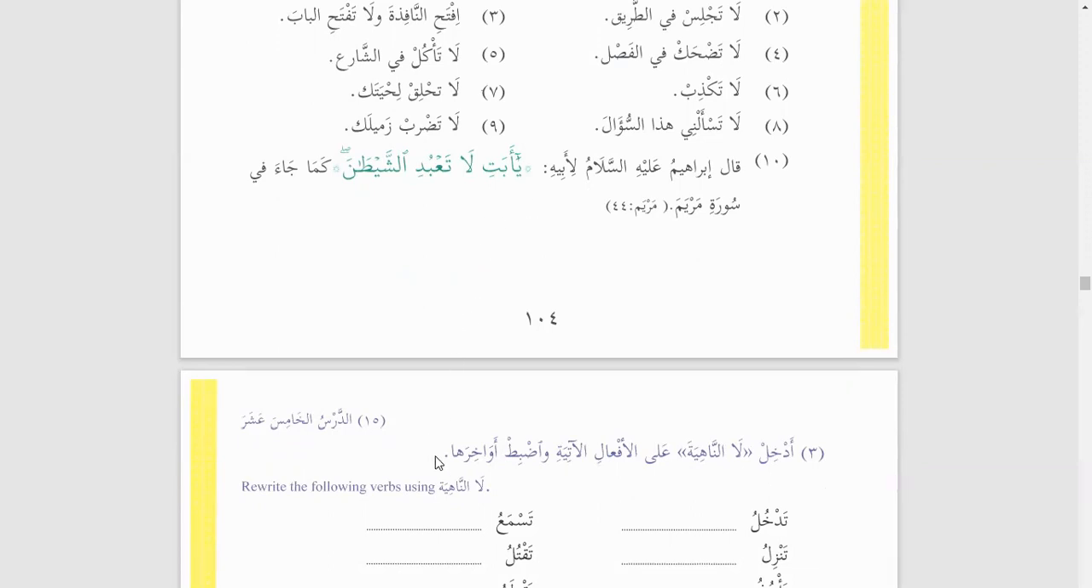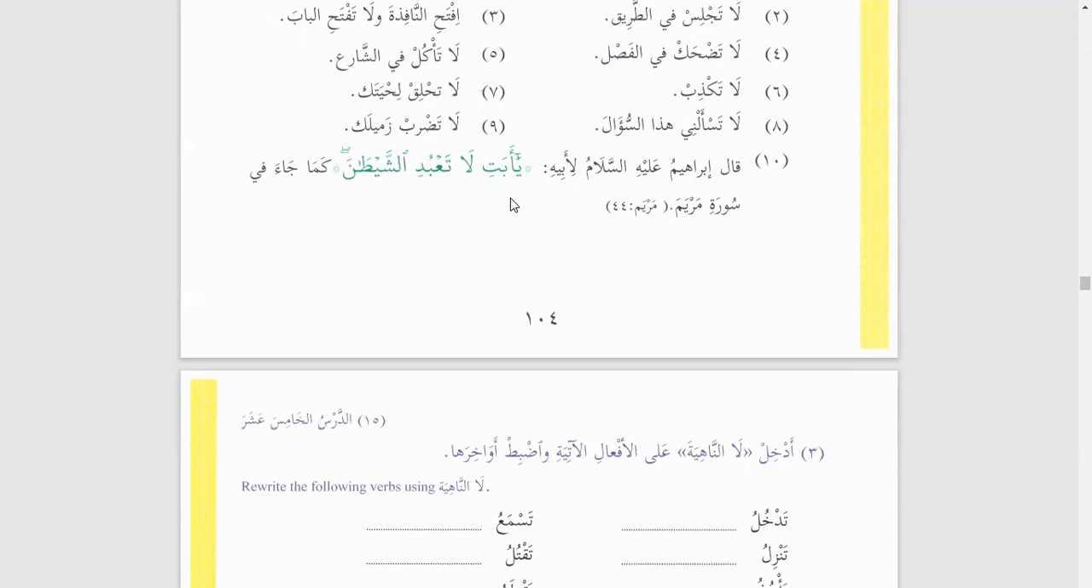Ibrahim alayhi salam said to his father, Ya abati, O my father, la ta'budi shaytan. Do not worship shaytan. Ta'bud will be translated as worship. Don't worship shaytan, and don't follow his footsteps, as it is in Surat Maryam.